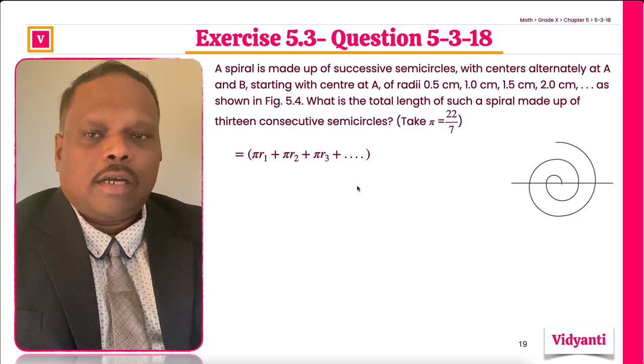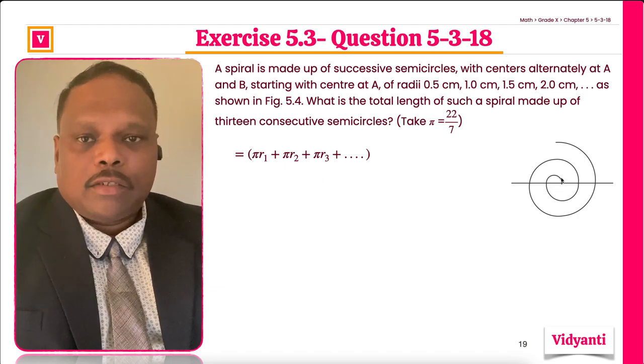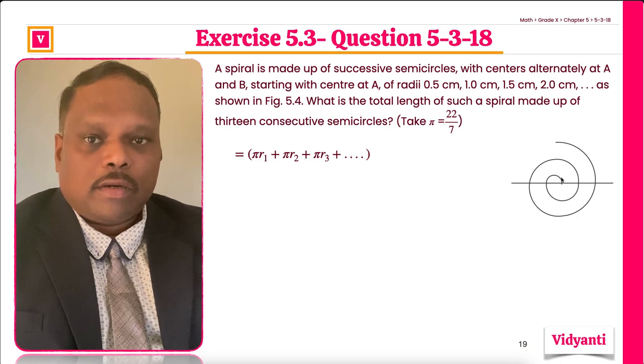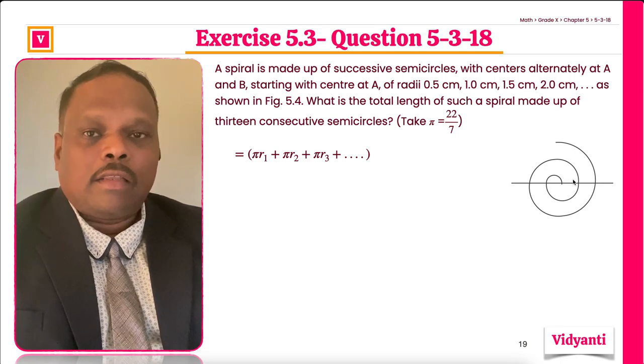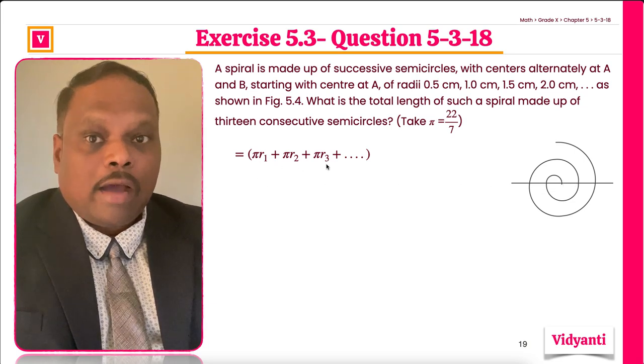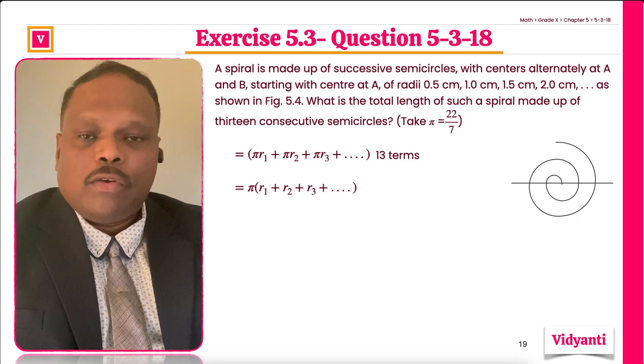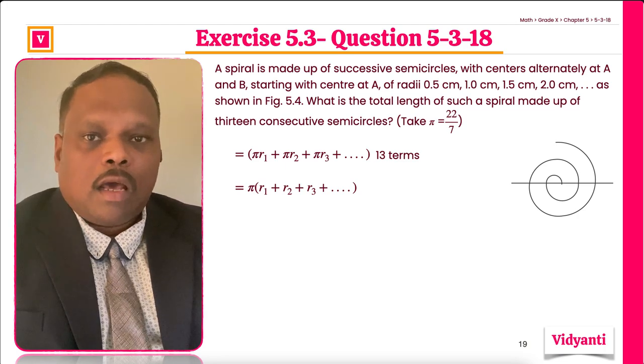Now there are multiple radii, so we are going to denote them as r1, r2, r3, and so on. R1 represents the radius of the innermost or the smallest semicircle, R2 slightly bigger than that, R3, and so on. So all these lengths, half circumferences, when added together, will be our required answer. We notice that we can take pi common from this, and there are 13 terms. So when you take pi common, it will become R1 plus R2 plus R3 and so on. Now, let us substitute the values 0.5, 1, 1.5.